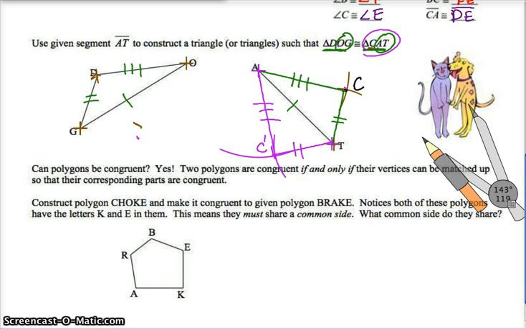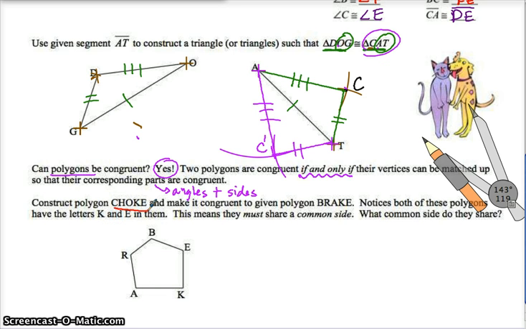Okay, now not only are triangles congruent, we also can have polygons congruent. So can polygons be congruent? Of course they can. It's still the same definition. Their vertices must be matched up so that their corresponding parts, which means angles and sides, are congruent to each other. So two polygons are congruent if and only if their vertices are matched up so that their corresponding parts are congruent to each other. So down here I have a pentagon, B-R-A-K-E.